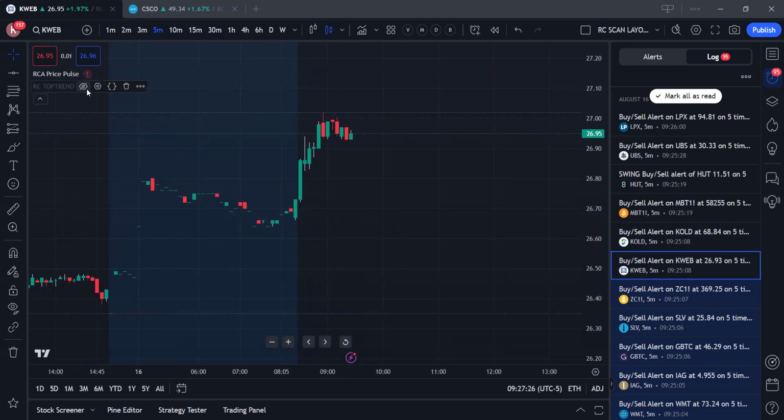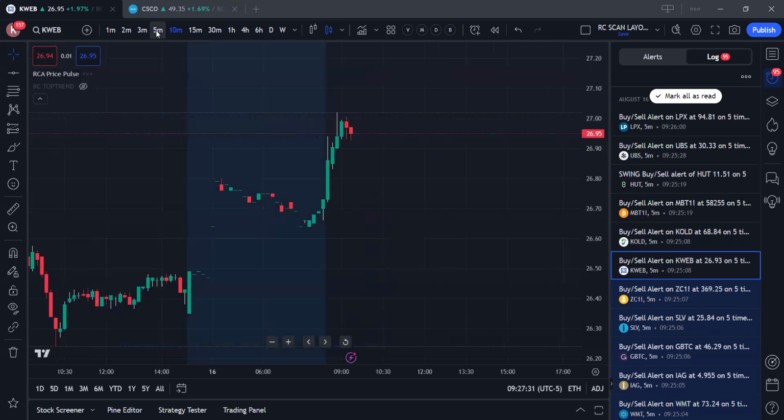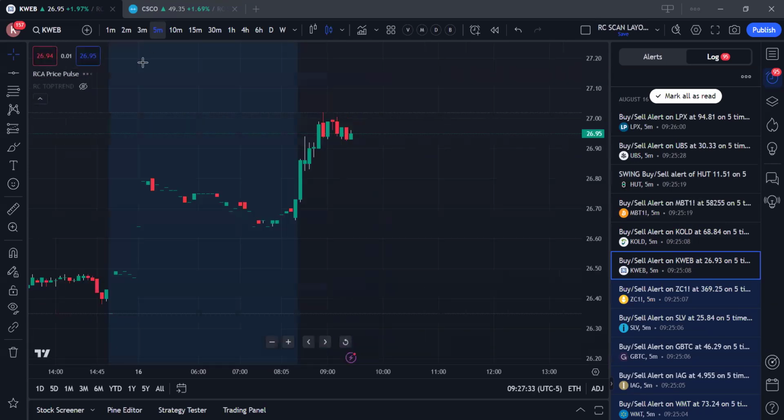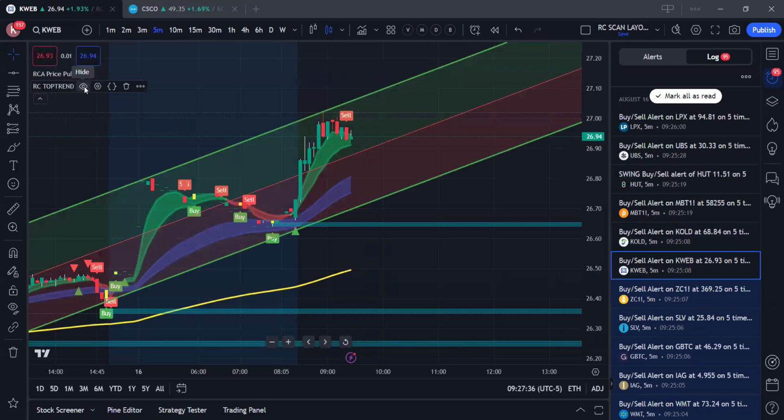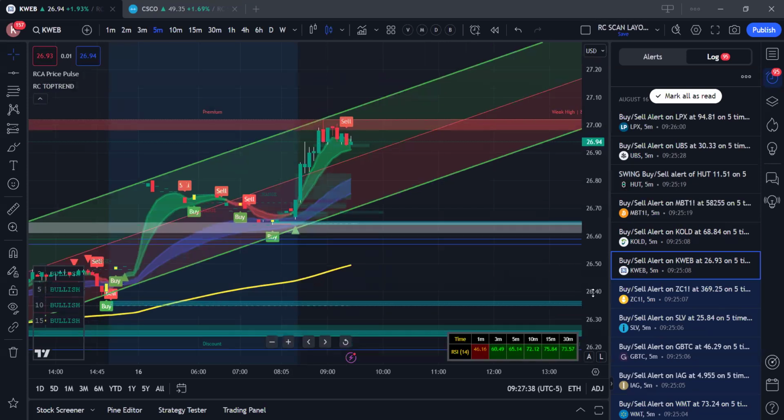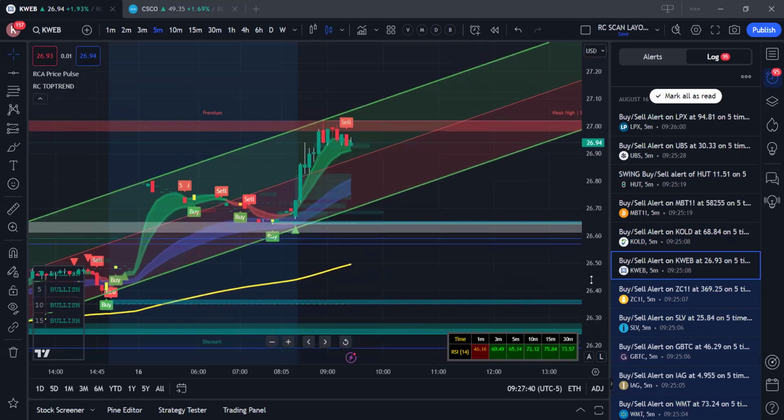KWeb is like an ETF for all the Chinese stocks, just like SPY for the US top 500 stocks. In the same way, KWeb is for all the Chinese stocks. All the Chinese stocks are moving good. So it made a huge move, nearly 50, 60 cents. Now it went to the top. It is trying to drop now.